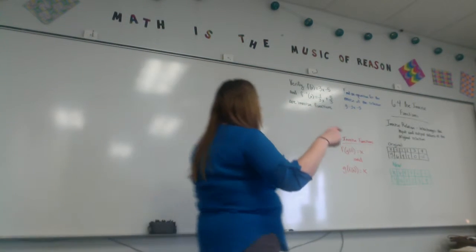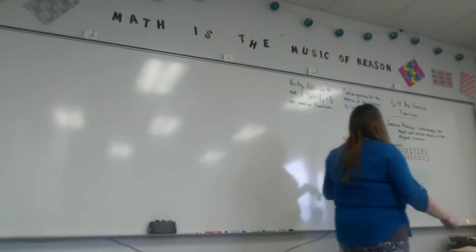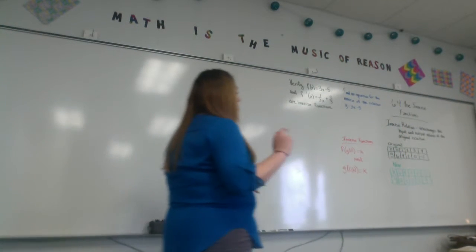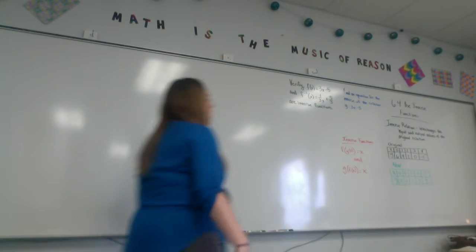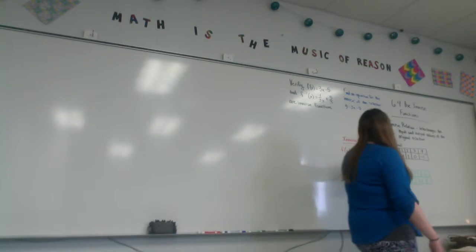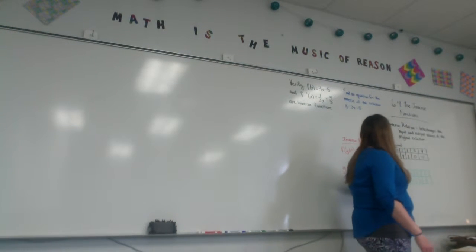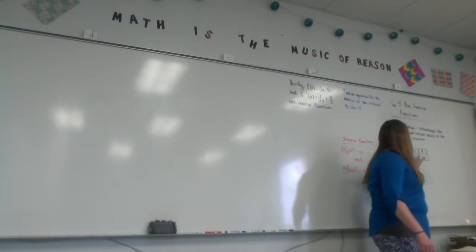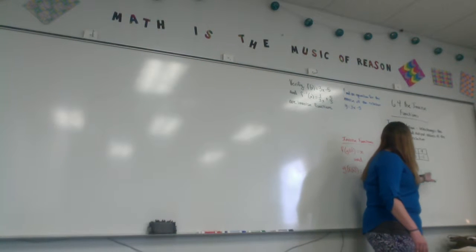6-4, using inverse functions. Okay, focus. An inverse relation means that it interchanges the input and output values of the original relation. So if my original relation has x inputs 0, 1, 2, 3, 4, my y outputs would be 6, 4, 2, 0, negative 2.